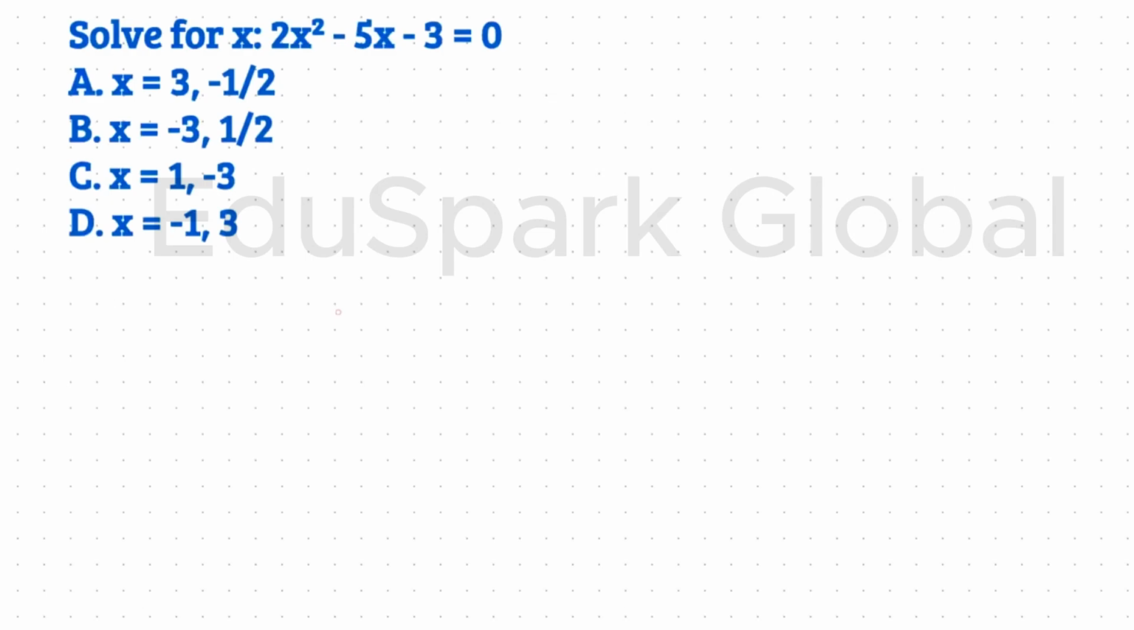Today we are going to solve problems on quadratic equation. The first thing we need to know is what a quadratic equation is. A quadratic equation is a polynomial equation where the highest power of the unknown variable is 2. For example, we will have 2x squared minus 5x minus 3 equals 0. This is a quadratic equation because the highest power is 2.